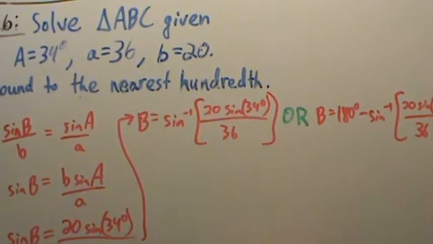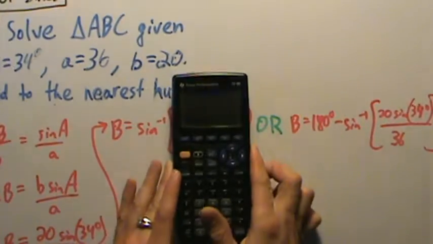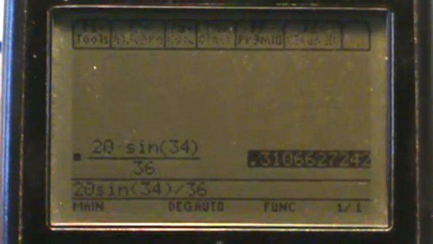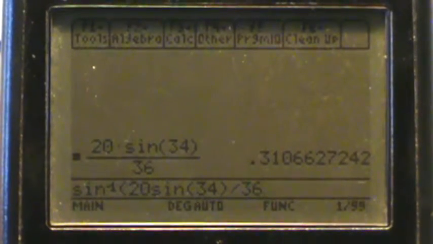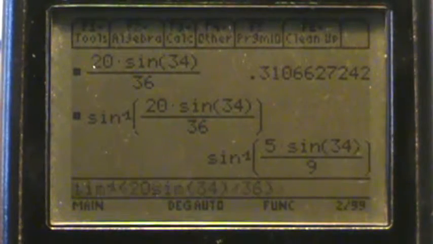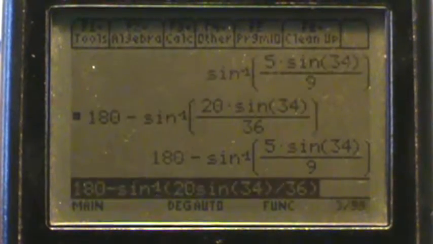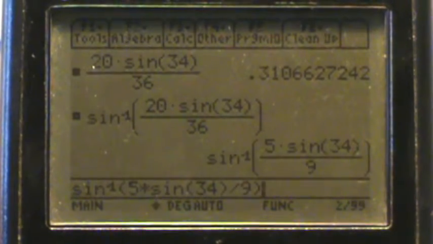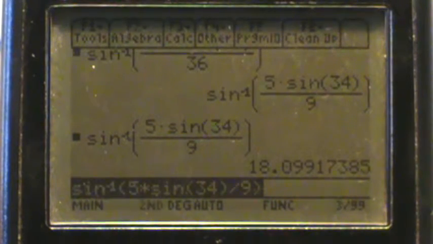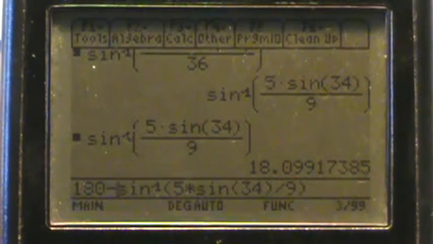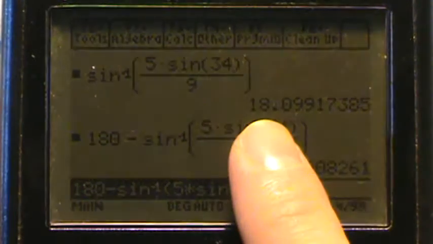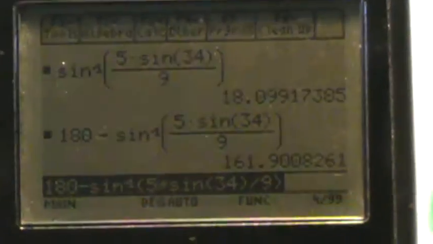Okay, now we just toss this into a calculator. So let's see what we get. Now be very careful, we don't want to use this approximation or any rounded value, we just want to toss this exact value into there. So we take the inverse sine of this, or we do 180 minus that, making sure we're in degrees the whole time. So the inverse sine just gives us 18.0992 if we round out to 4 decimal places.